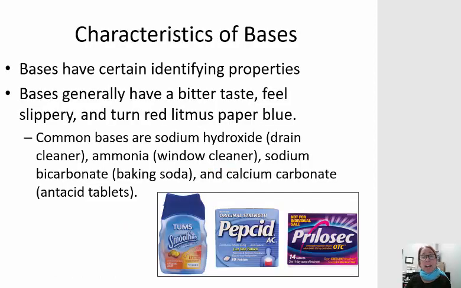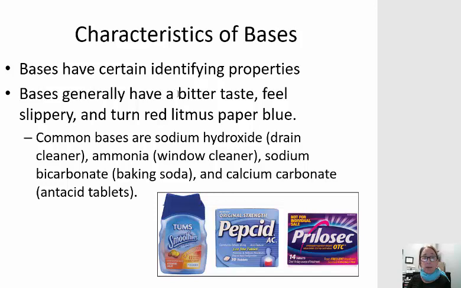So I've said that bases are chemical cousins of acids, and one of the chemical characteristics of bases is that they react with acids. So an acid will always react with a base and vice versa. Like acids, bases have some characteristic properties.